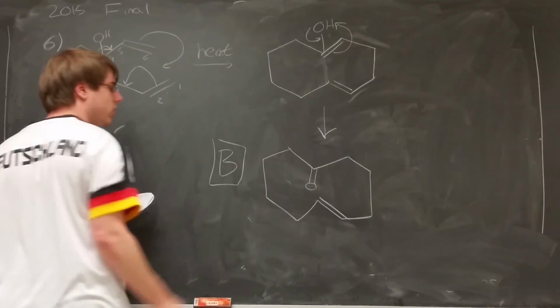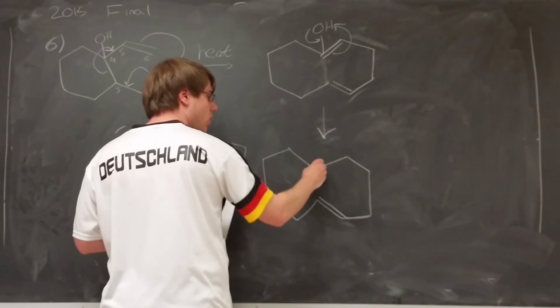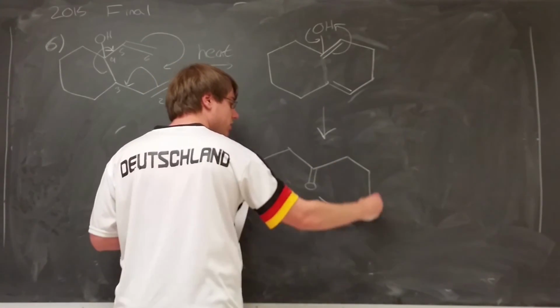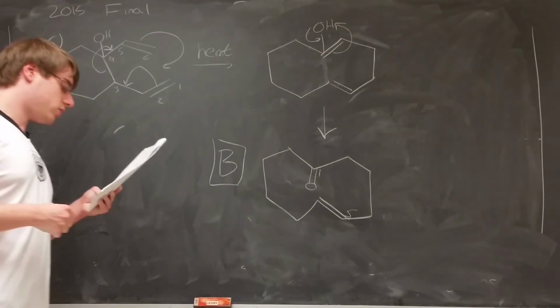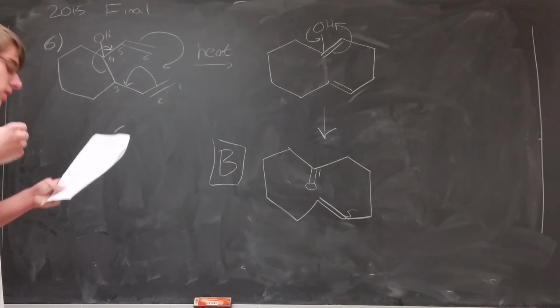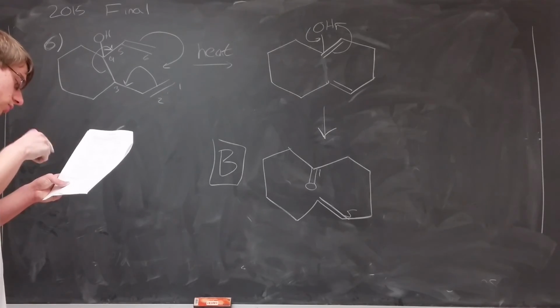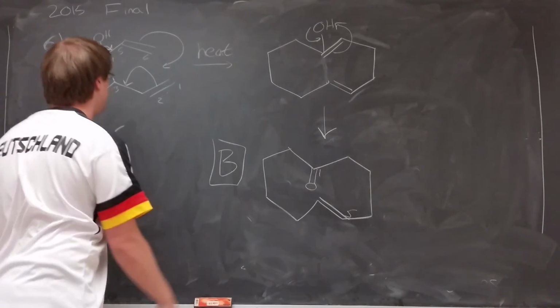based on how they drew it. I drew mine a little weird, but if you count along, you can see that going one way, you go 1, 2, 3, 4, 5, the double bond starts 5 away from the carbonyl. And if you look at choice B, that is also true if you count in the clockwise direction, 1, 2, 3, 4, 5. Okay? So that's how you do number 6.